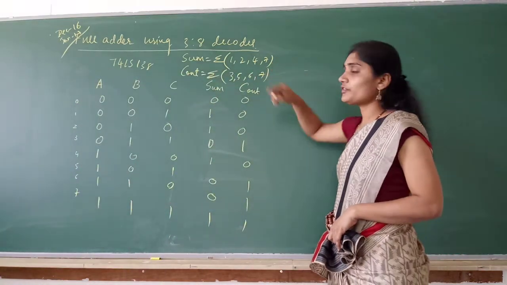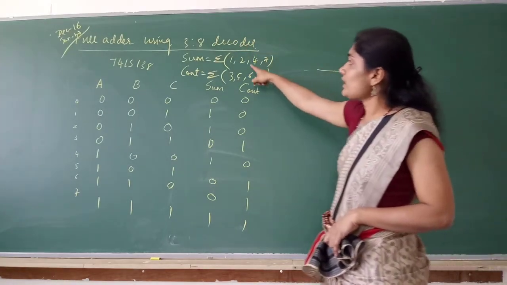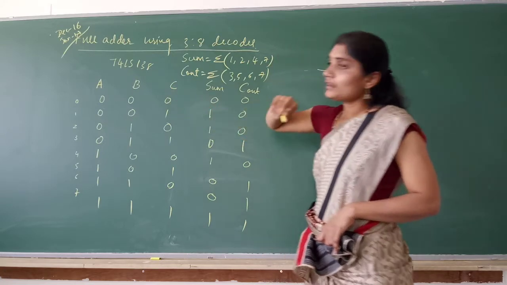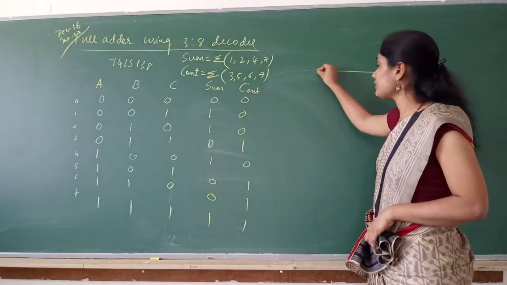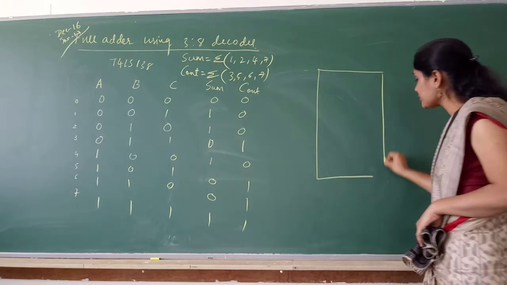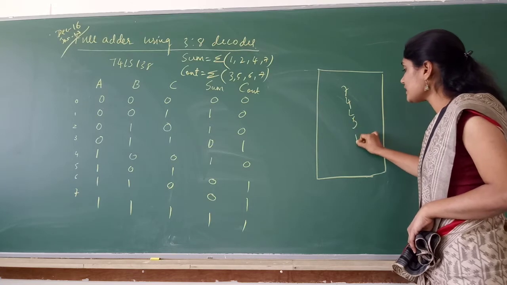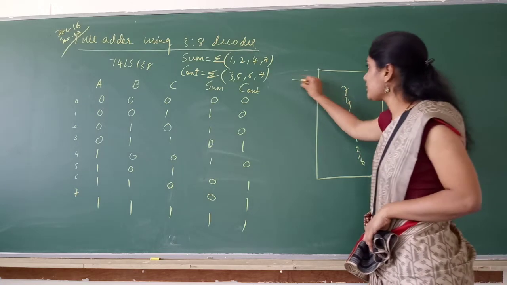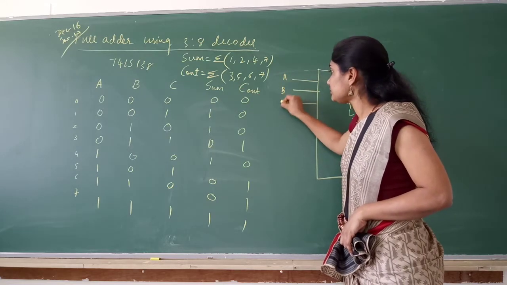Now implement these 2 functions using 74LS138. How many variables? 3 variables. We need not configure a higher order decoder. We can easily implement it using 74LS138 as we have 3 inputs. 74LS138 is a 3:8 decoder, right? So we have 3 inputs. These 3 inputs can be called A, B, C.